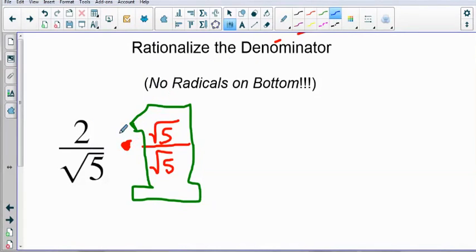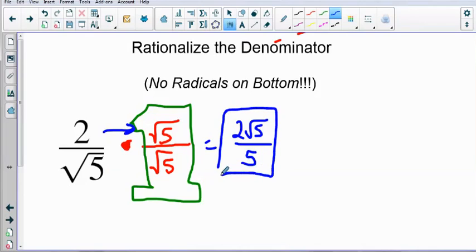If you know how to multiply fractions, multiply straight across the top. 2 times the square root of 5 is just 2 times the square root of 5, because I can't simplify that. And then the square root of 5 times the square root of 5 is going to be 5. So there you go. I no longer have a radical on the bottom.